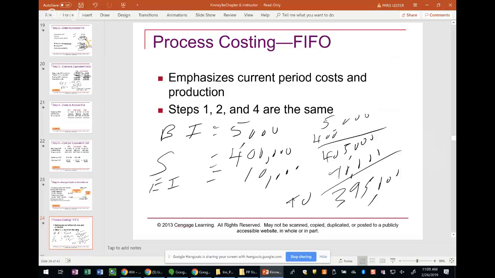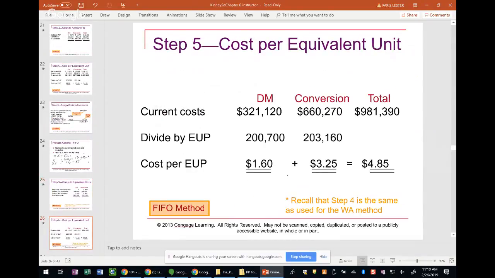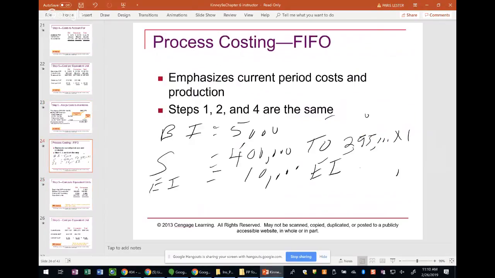Okay, now for materials, all I want is transferred out plus ending inventory. If we transferred out 395 times 1, ending inventory, was that 395? I guess all materials were added, and this 10, whoops. If all of your materials were added to this 10, we'd have to add 10 here for materials. So 405 would be your answer for materials.